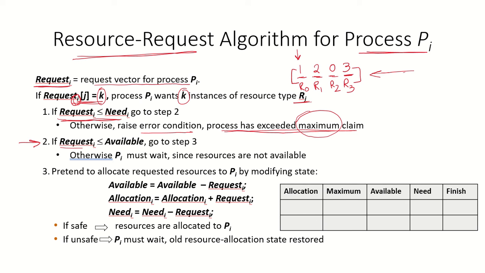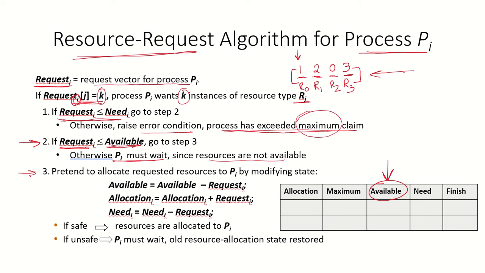Now we check whether this request that has been raised by the process is less than the available vector. Whatever the available resources in the system, the request has to be less than the available resources, then only it can be fulfilled. So if request is less than available, then we will come to step 3. Otherwise the process has to wait till resources are available. So currently these resources are not available.